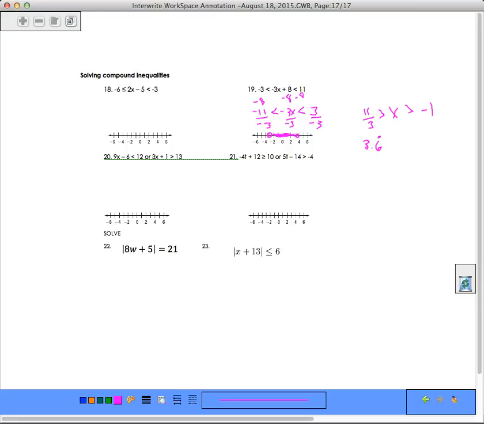And then remember when you get down here to these ors, you're just working out one, graphing it, working out the other. They should have tails. They should go away from each other. Okay, and let's see how. I'll leave those two for you. And let's look at 22 together.